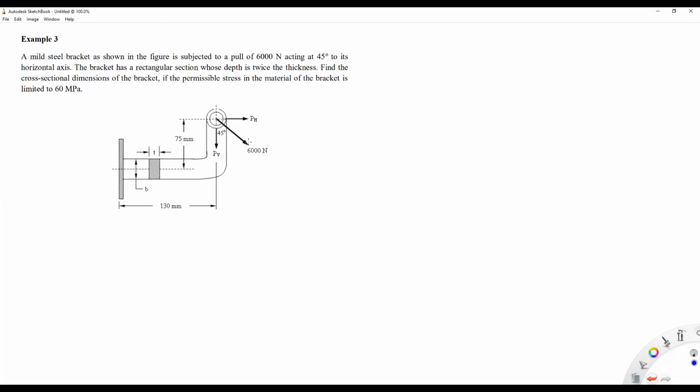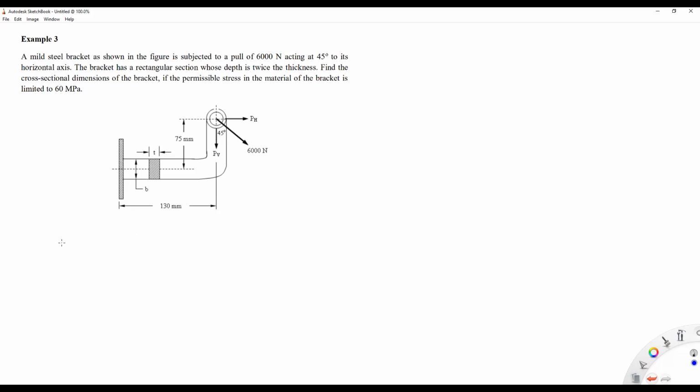So if that is the case, this force will cause some bending stress in the material. And we can determine the bending stress by resolving this force into its components. So we'll have the horizontal component PH and the vertical component PV. If we're able to determine these two, we can calculate the bending stresses in the material. Because the width of the material is in terms of the thickness, we can have an equation that will solve to determine the thickness, which will help us determine the width of the material. Okay.